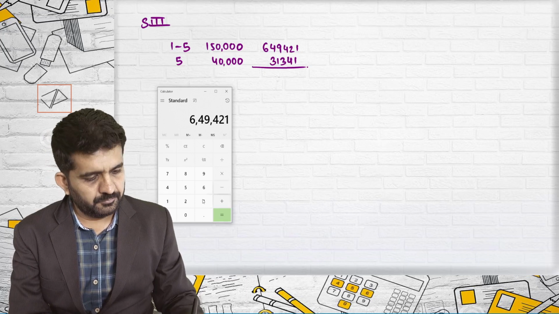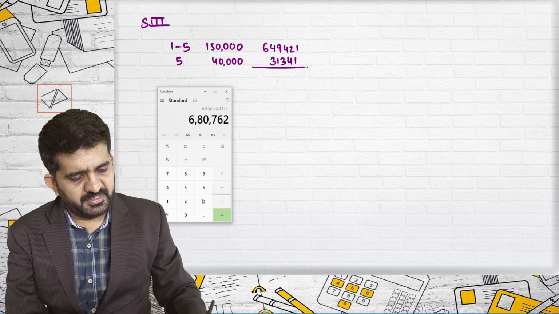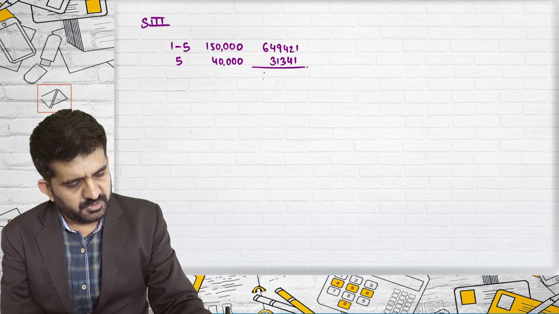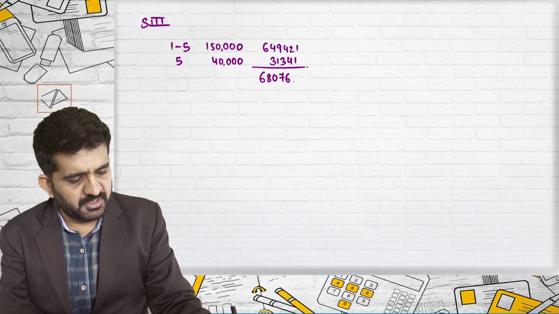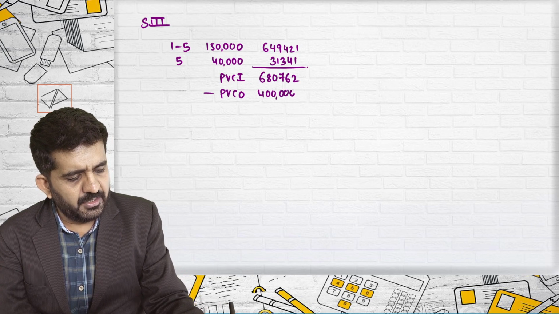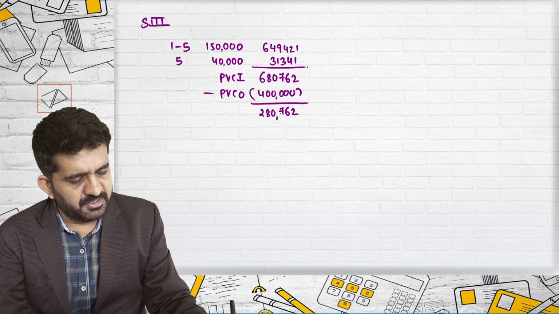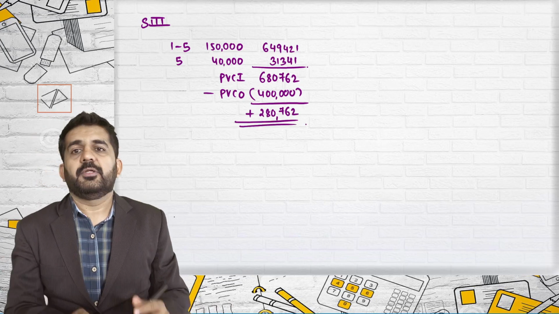649,421 plus 31,341 is 680,762. Present value of cash inflow, 680,762, minus present value of cash outflow, 4 lakh, so it will be 2,80,762 positive.